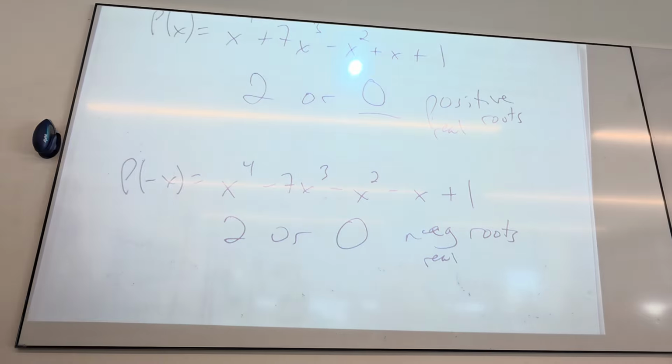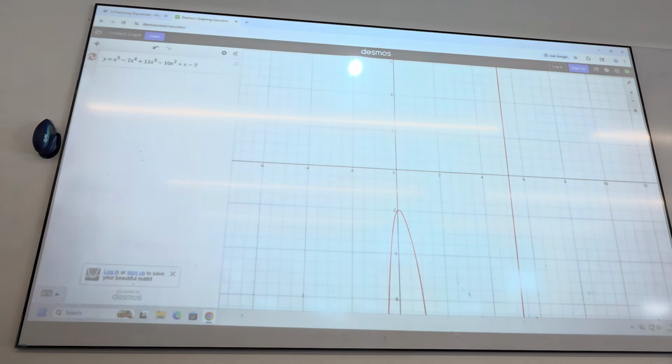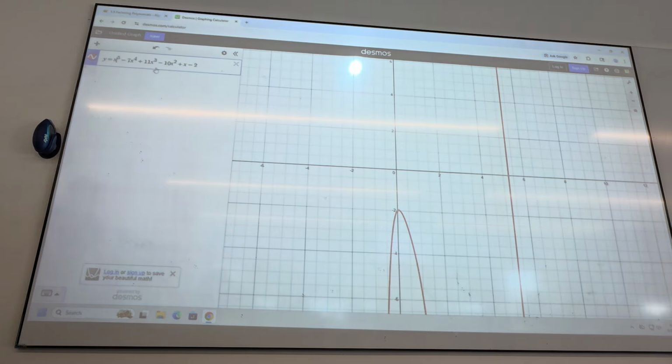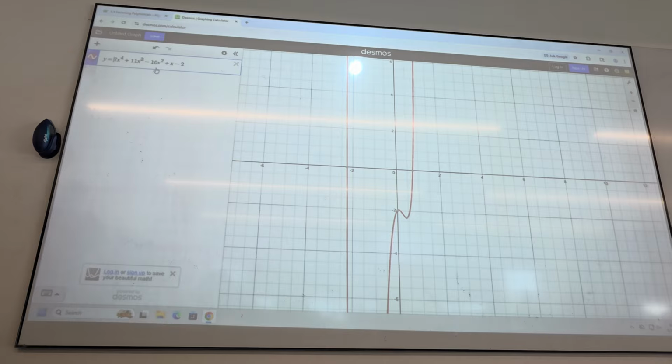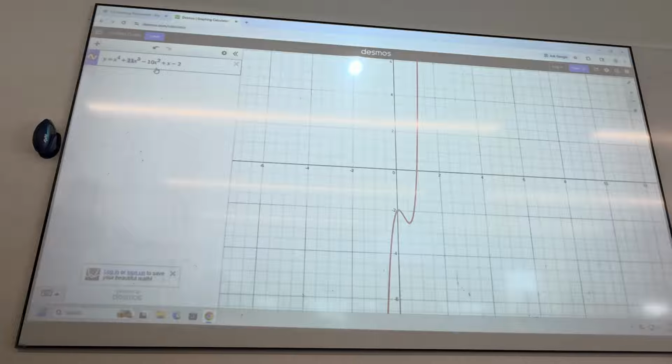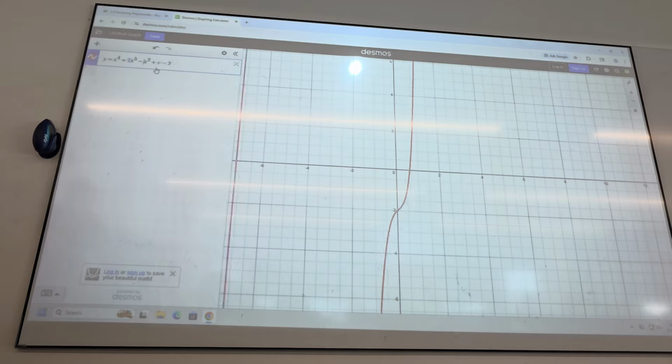So here, let's do this. Let's graph this thing. Let's see what I have created here. What was it again? It was x to the 4th. I like 7 today, so 7x cubed minus x squared plus x plus 1. So not very interesting, damn it. That's too bad for me.